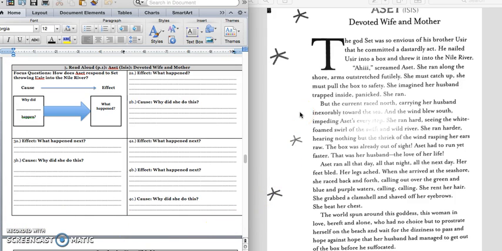We're going to keep reading. Paragraph number 2. Pay attention to the what happened. That's what we're looking for. What is Aset going to do?